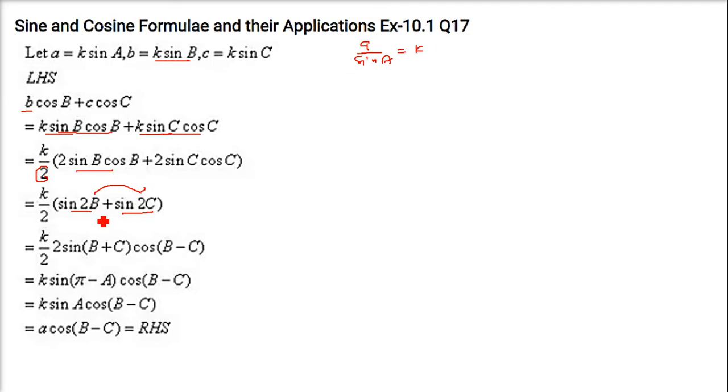This is the formula of sine C plus sine D, you can understand it as sine X plus sine Y. So 2 sine B plus C cos B minus C. Then these two get cancelled. Now this B plus C can be written as pi minus A, because A plus B plus C is 180 degrees. So you can write pi minus A, and sine 180 minus theta, that is sine pi minus theta, is sine theta. So this is sine A, cos B minus C remains here. Now this K sine A, as I told you, is what? It is a. So you can write a here. It will be a cos B minus C.